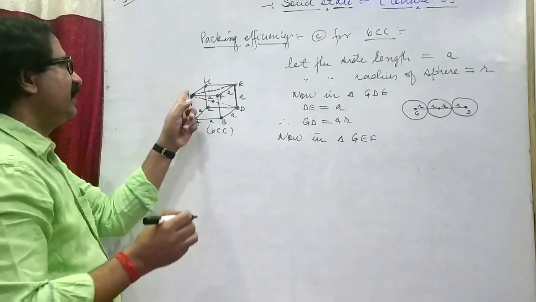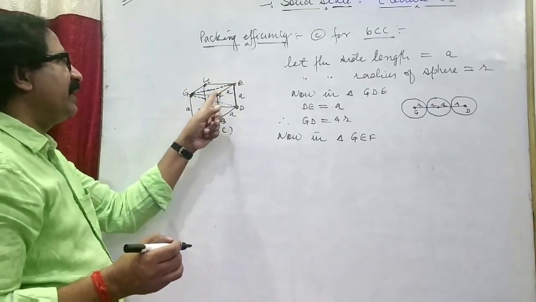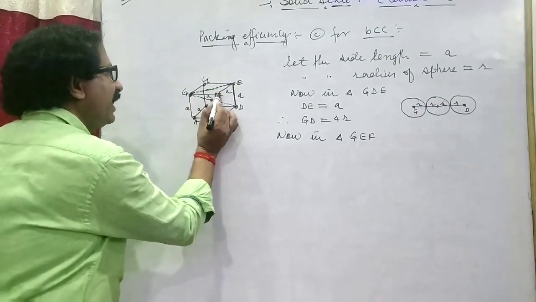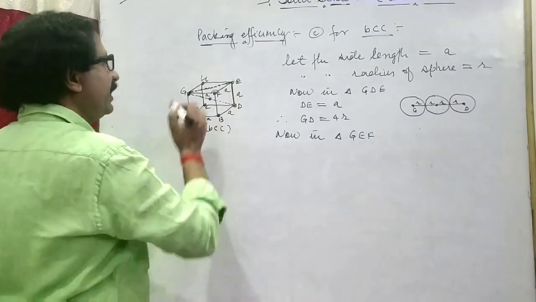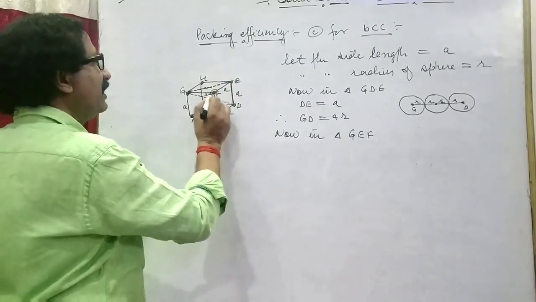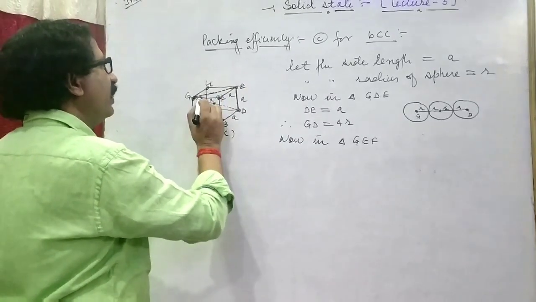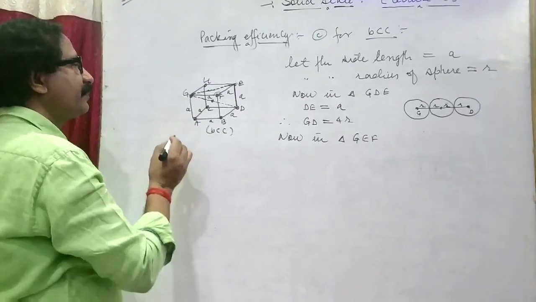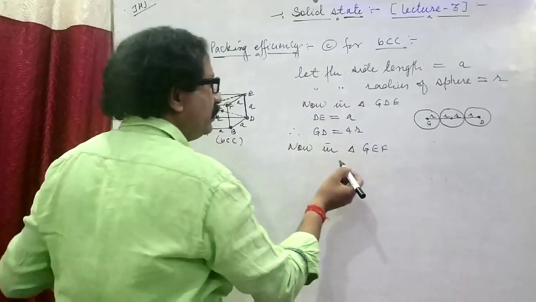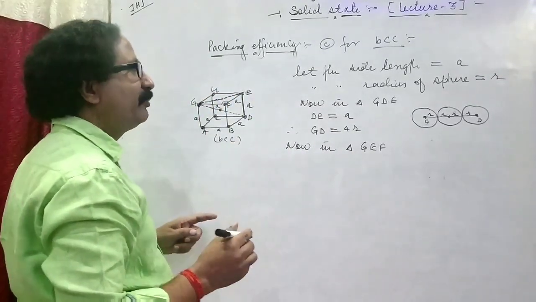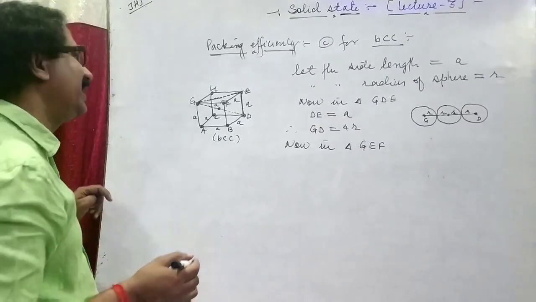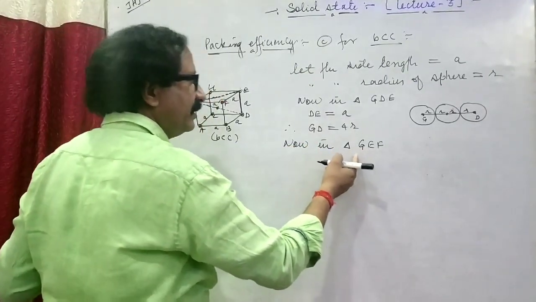This is the triangle GEF, and it is a 90-degree angle triangle. This is the 90-degree angle, okay? This is the base, perpendicular and hypotenuse, right? Therefore, to decide the value of GE, we have to apply Pythagoras theorem in this triangle.